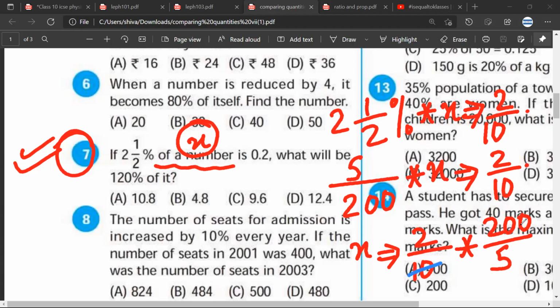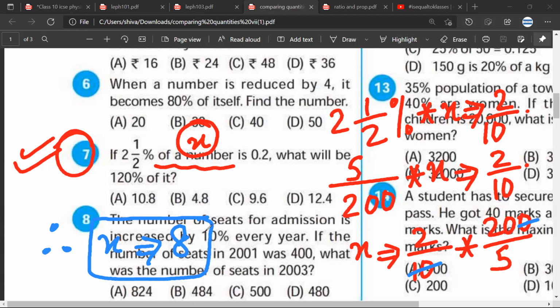So 2 1 upon 2% into x is equal to 0.2, but we converted it into a fraction, so it is 2 upon 10. Then we have to do 5 upon 200 into x, which is equal to 2 upon 10. So x is equal to 2 upon 10 into 200 upon 5. So then we have to cut, and the answer is 8.